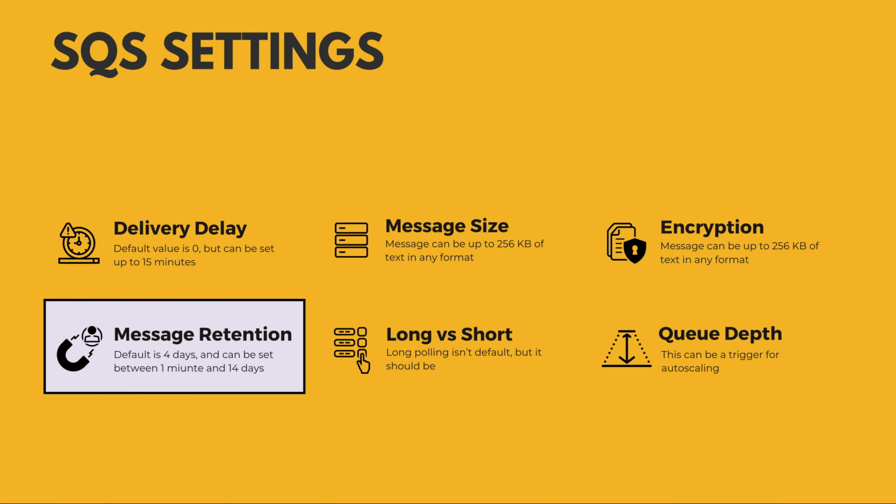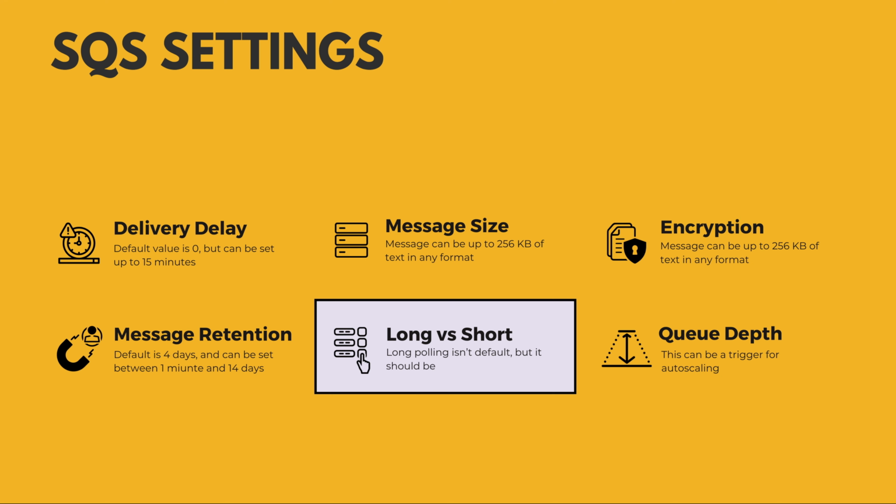Message retention is another critical setting. Messages don't live in SQS forever. By default they last for 4 days. Now 4 days is a default setting, but this can be set up to 14 days or as low as 1 minute. What happens after this period? Messages are then purged or removed from the queue. That means if you do not process them in time, they will be lost forever.